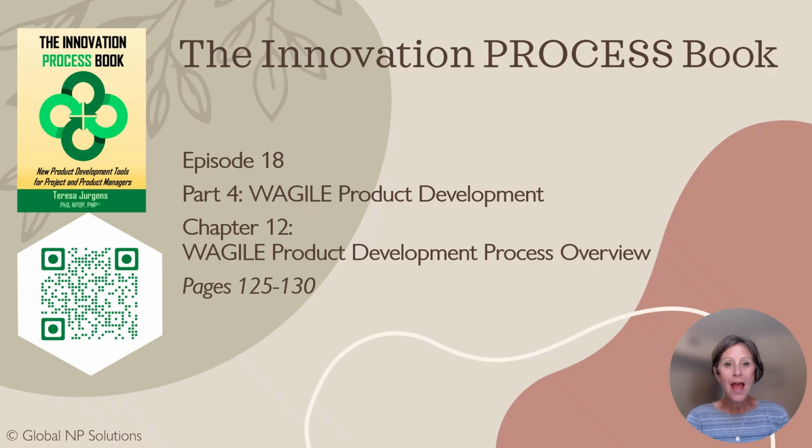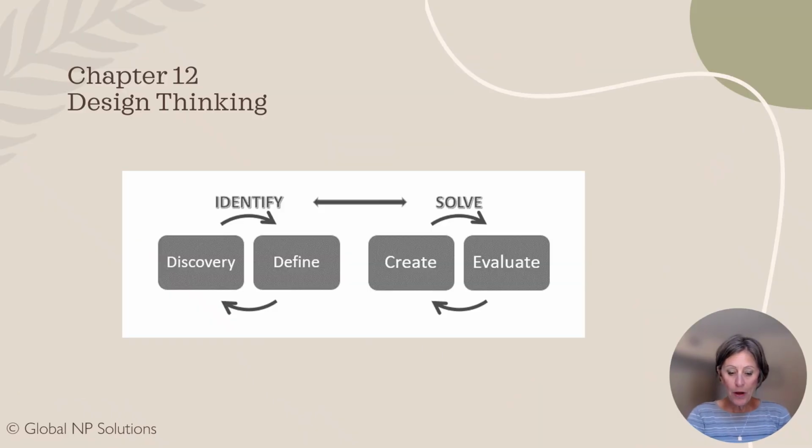This episode, episode 18, is initiating part 4, WAGILE product development. Yes, WAGILE is a made-up word between waterfall and agile, and it is a hybrid process. I hope that you enjoy the upcoming episodes on WAGILE product development from the Innovation Process book. This episode will cover the first few pages of chapter 12, where we talk about WAGILE product development overview. WAGILE product development process overview, chapter 12.